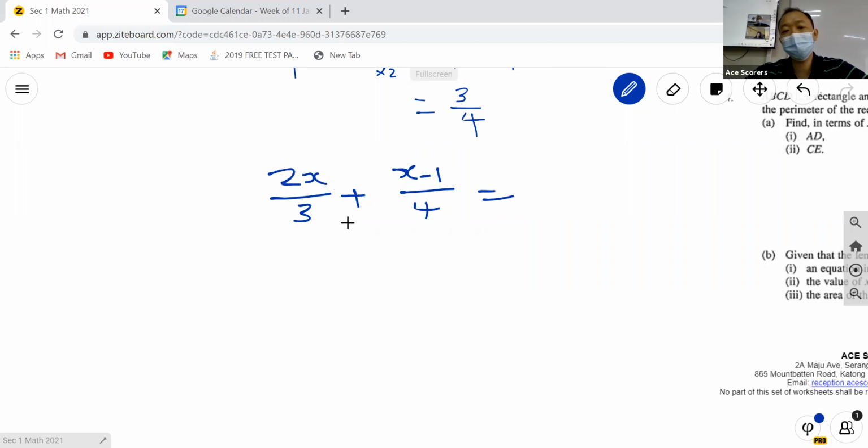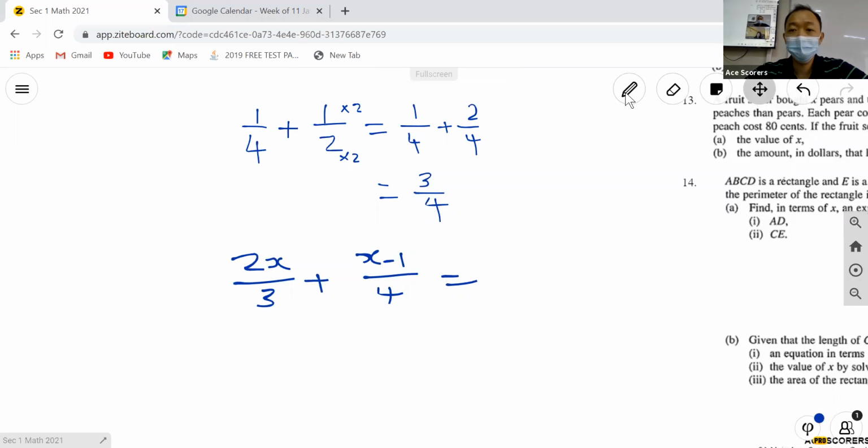Okay, so now my problem is I need to make the denominator the same. Let me just highlight with green. So to make the denominator the same, we find the common multiple. What is the common multiple between 3 and 4? 12. So here must times 4, here also times 4. And then how about here? 3 times 3, here also times 3.